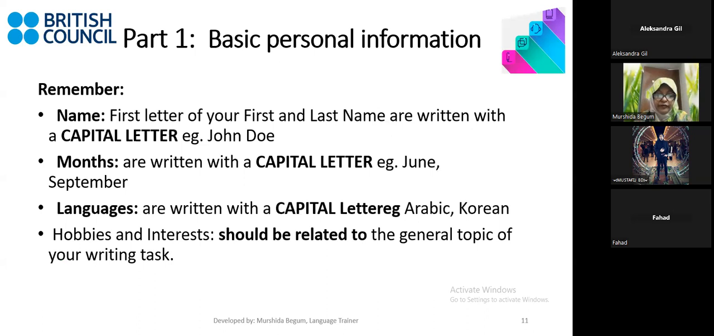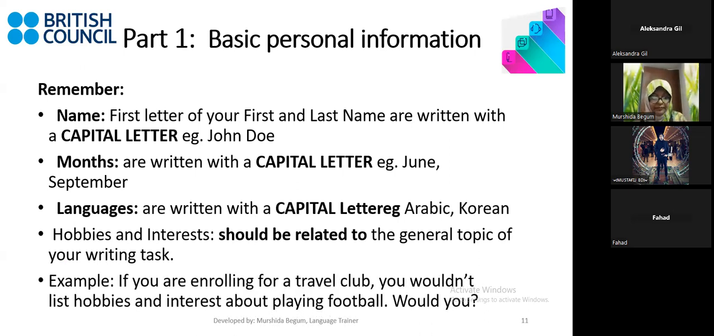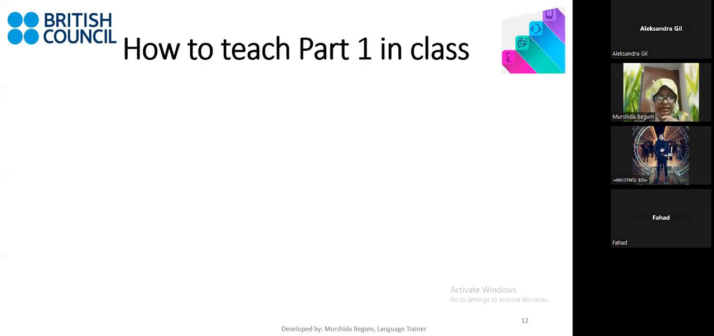So if you need to write anything about your hobbies or interests, you should focus on the question and go about it. For example, if you're enrolling for a travel club, you wouldn't list hobbies and interests about playing football because it's a travel club, isn't it? Would you? All right. So that's some basic information that is given across to you.